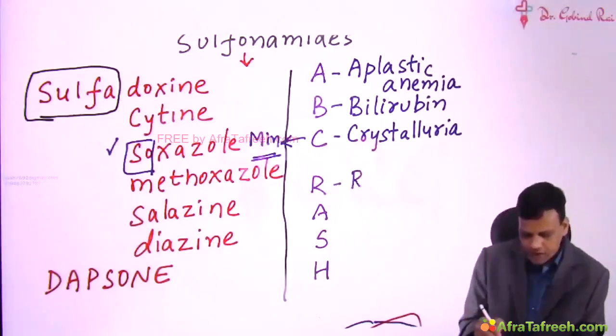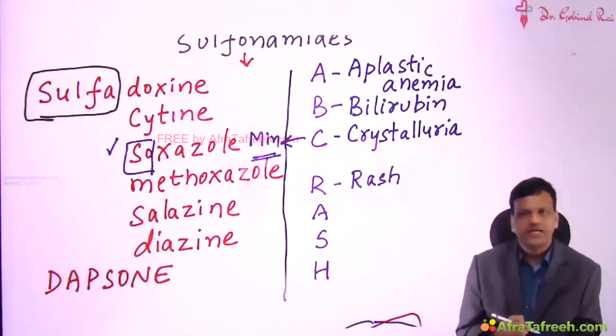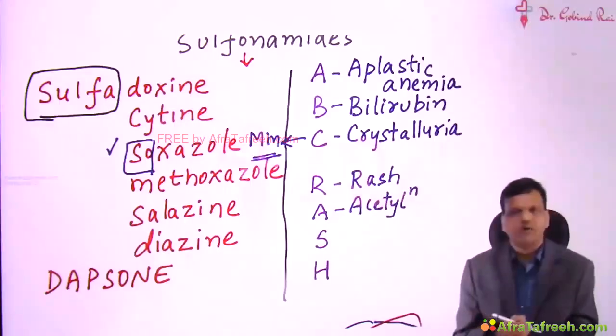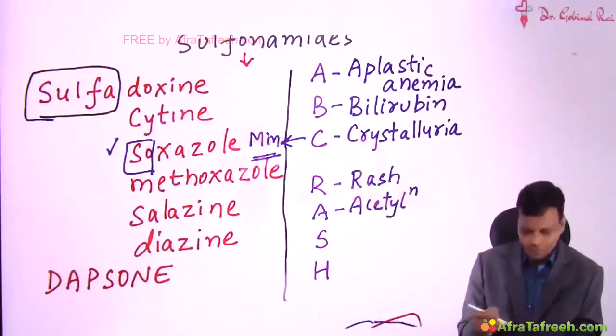Then R stands for rash. Sulfonamides can cause skin rash. They can even lead to Stevens-Johnson syndrome. Sulfonamides are metabolized by acetylation, which is important regarding pharmacogenetic variations. We have slow and fast acetylators.